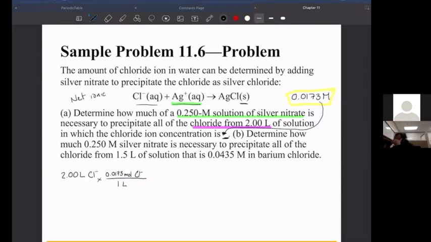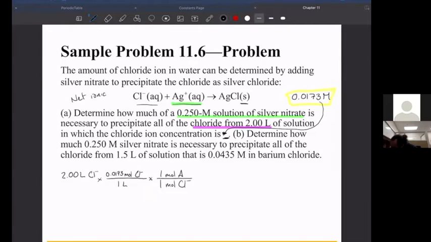Okay, so now I need to figure out how much of this silver nitrate solution I'm going to use. So my answer is going to be in a volume, right? So I'm going to need liters of silver nitrate or something like that. But in order to jump from moles of chloride to moles of silver, I'm going to need to use my balanced chemical equation, which tells me that 1 mole of chloride ions is consumed along with 1 mole of silver ions.